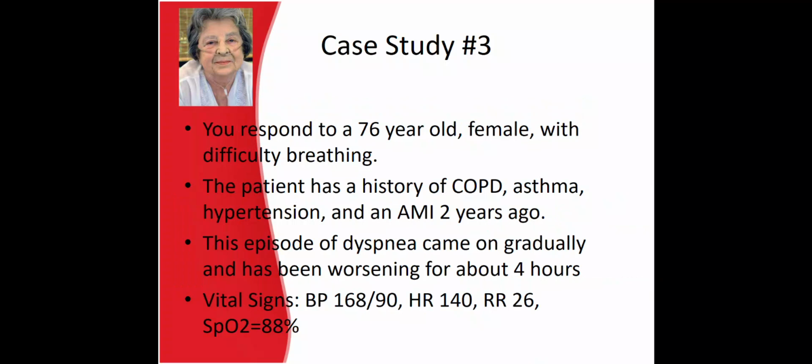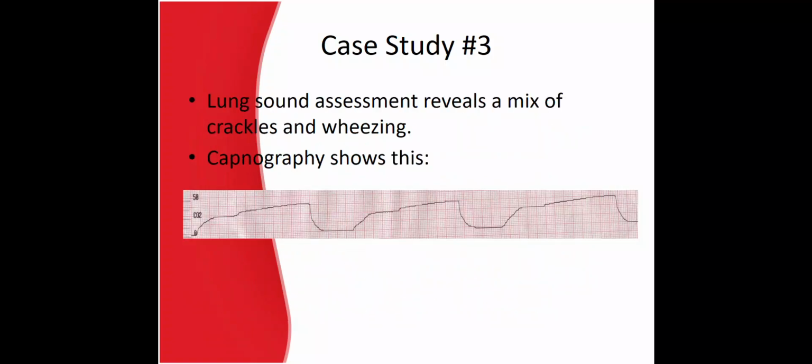In case 3, you respond to a 76-year-old female with difficulty breathing. The patient has a history of COPD, asthma, hypertension, and she had a heart attack 2 years ago. This episode of dyspnea came on gradually and has been worsening for about 4 hours. The vital signs are as listed. An assessment of lung sounds reveals a mix of crackles and wheezing. Capnography shows this waveform.